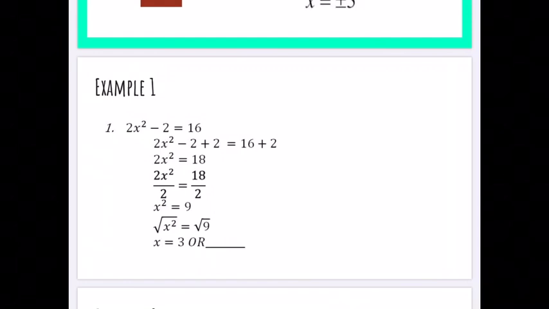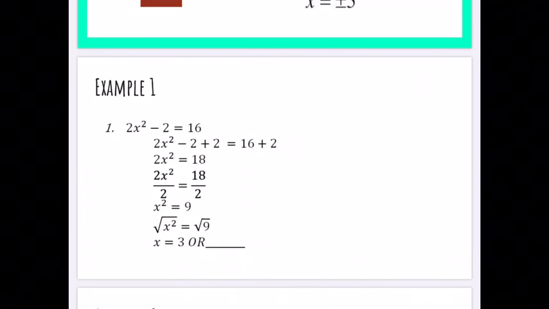Now, the next step here is to divide by 2. Why do I divide by 2? When you have a coefficient in front of x, you need to get rid of it. The operation is multiplication, so the opposite is division. 2 divided by 2 cancels it, you're left with x squared. 18 divided by 2 is 9, so you're left with 9.